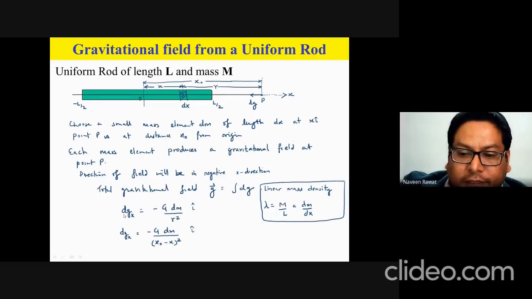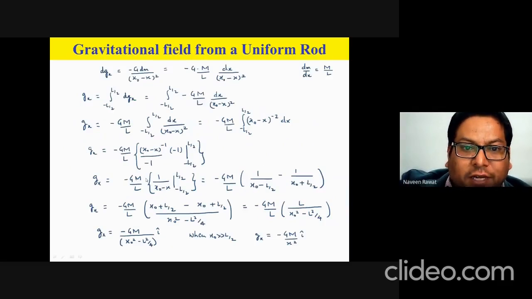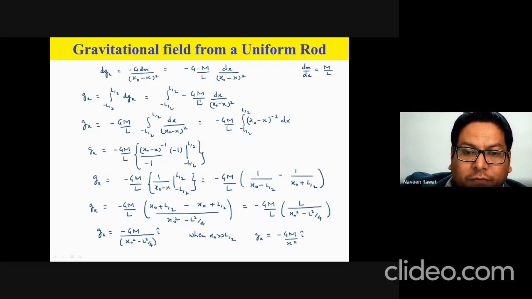So let's integrate this. Our limits will be minus L by 2 to L by 2, and instead of dm, we can just write M by L times dx. So that is our expression here: minus GM by L times dx, and then we have x0 minus x the whole square in the denominator. Now everything is in terms of x. GM by L is constant, so it can come out of the integral.